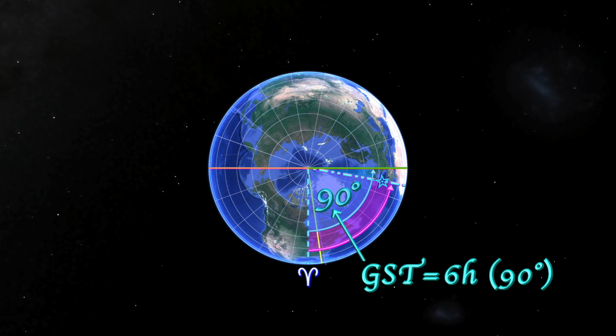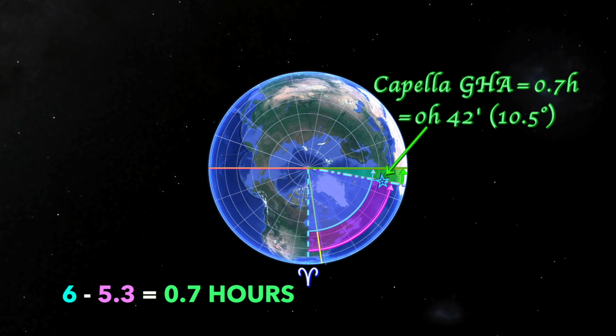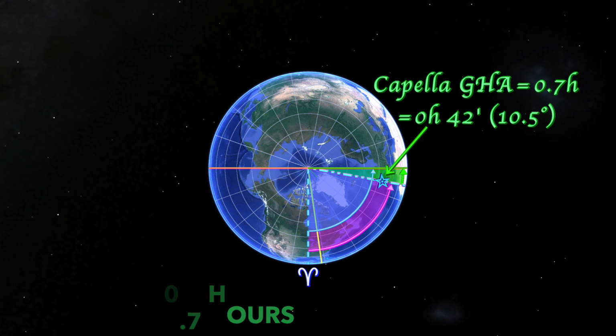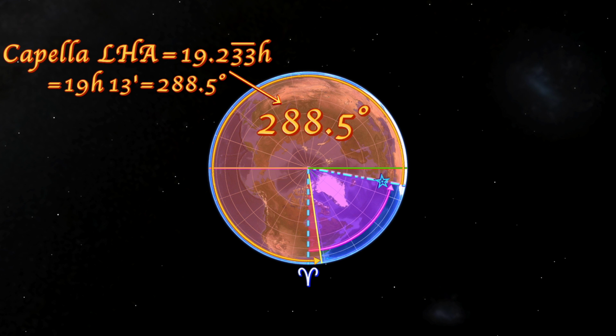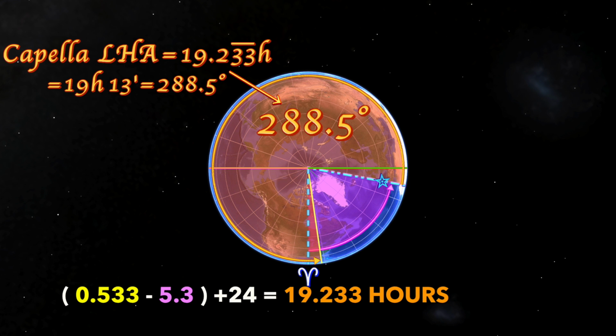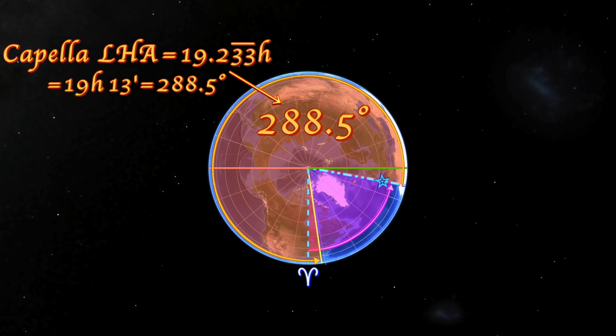Since Capella has an RA of 5.3 hours and the GST is currently 6 hours, we can calculate Capella's Greenwich hour angle by subtracting its RA from the GST, resulting in 0.7 hours or 10.5 degrees. The same method can be used to calculate Capella's local hour angle as it appears in Sarasota, resulting in 0.533 minus 5.3 plus 24 equals 19.233 hours, or 288.5 degrees.